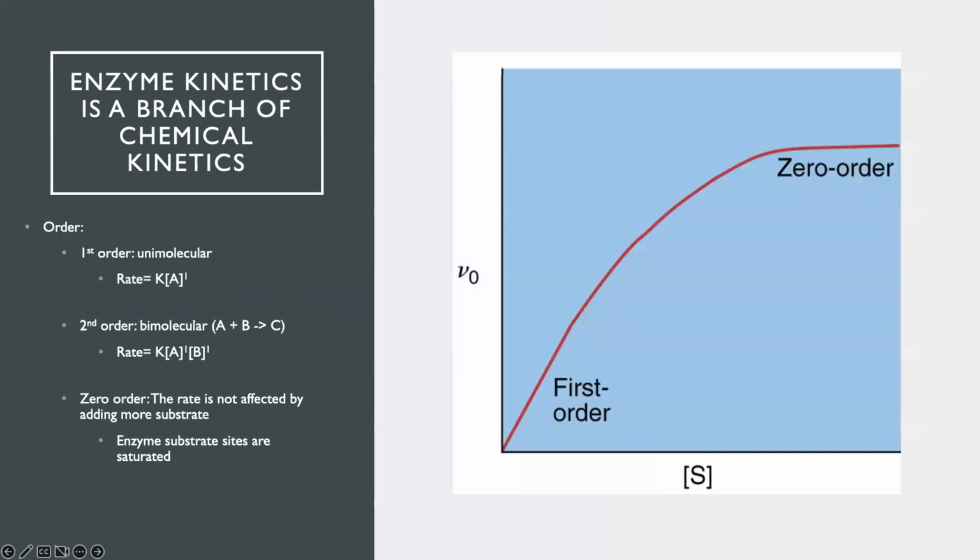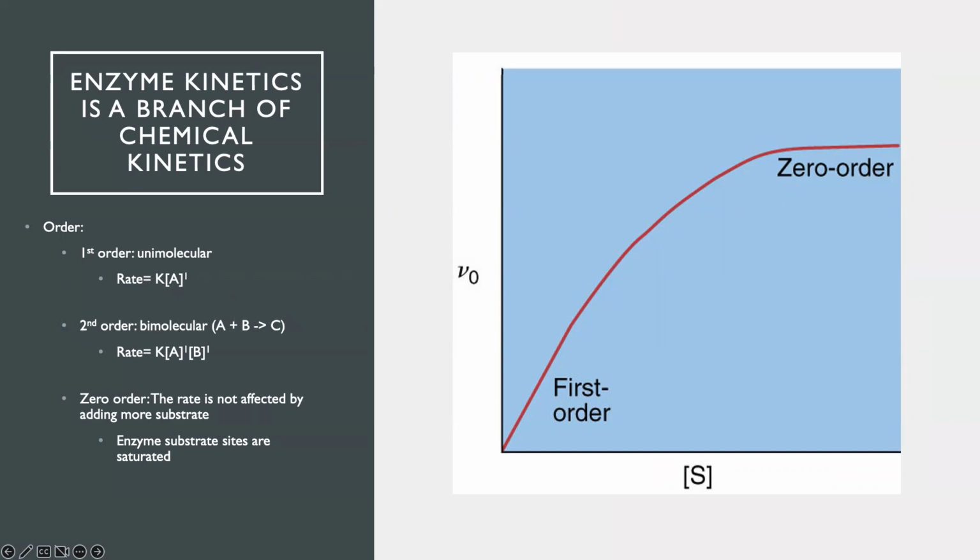So enzyme kinetics is a branch of chemical kinetics. It can give us information about reaction rates and is the quantitative study of enzyme catalysis. Kinetics can also measure enzyme affinity for substrates and inhibitors. And we can answer questions like, what is the affinity for a substrate? What's the affinity for an inhibitor?